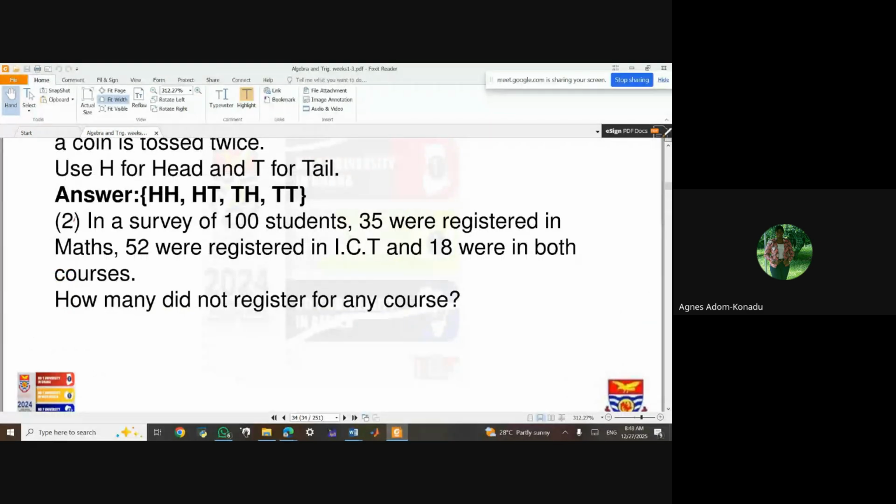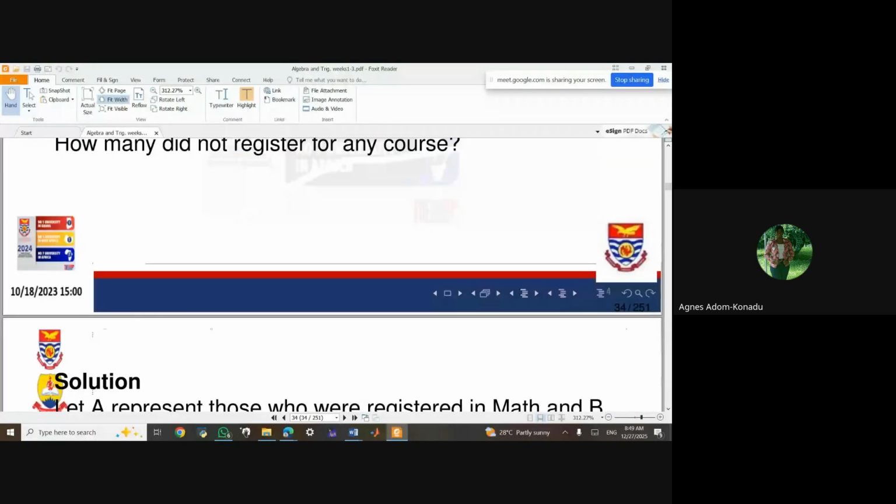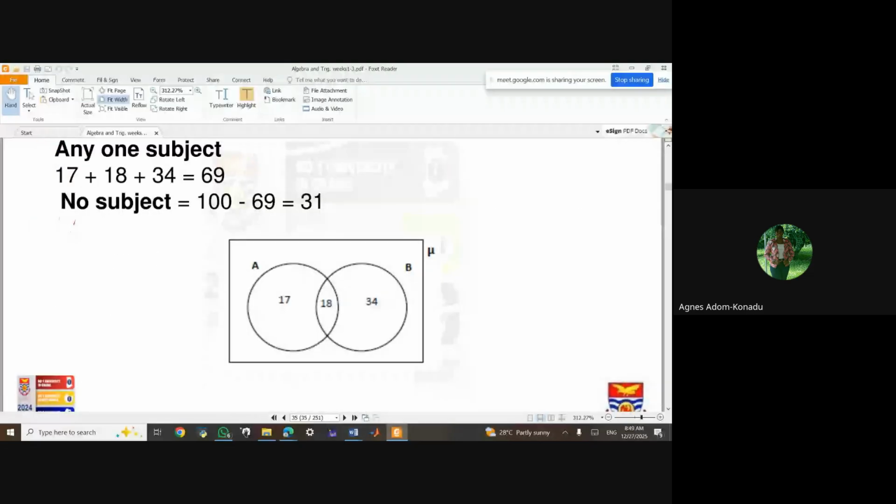This is a 2-set problem. In a survey of 100 students, 35 were registered in math, 52 in ICT, and 18 in both. How many did not register? So we can do that. So we have 18, and then we have 70.